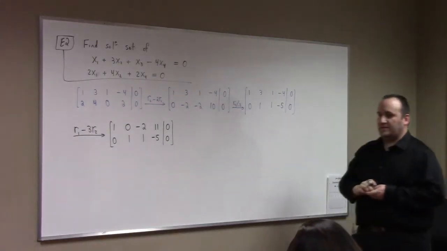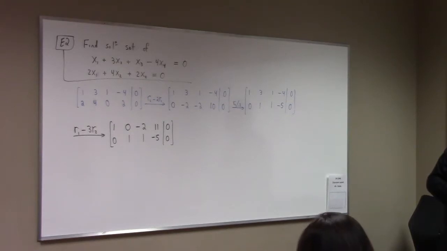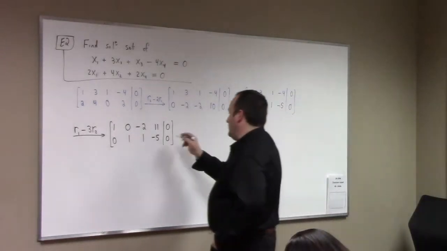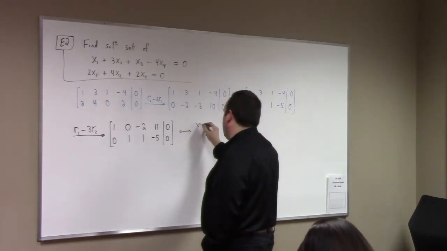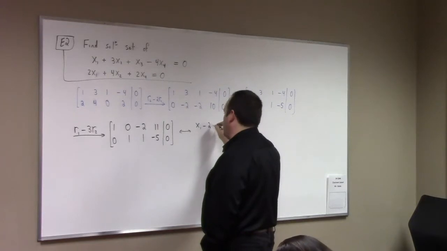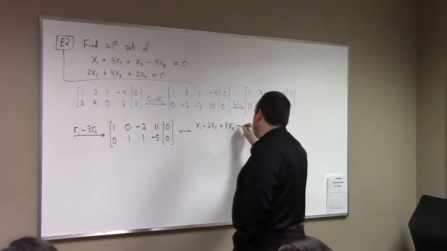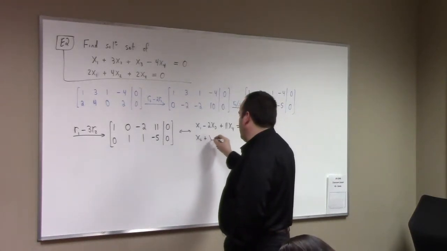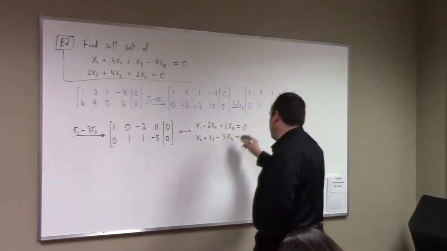At that point, that's the reduced row echelon form. So this corresponds to the system of equations what? x1 minus 2x3 plus 11x4 equals 0, and x2 plus x3 minus 5x4 equals 0.